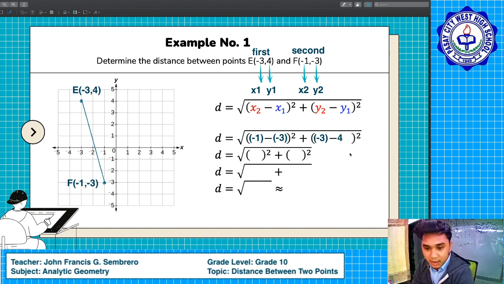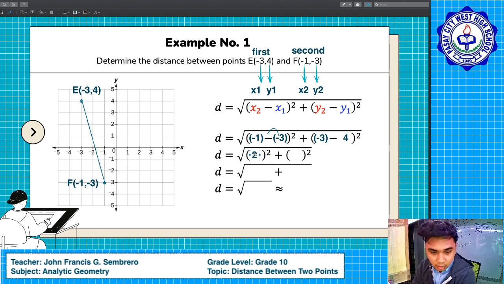So let's simplify those. So negative 1 minus negative 3. Negative and negative will be positive. So we have negative 1 plus 3. So that would give us positive 2. Right?